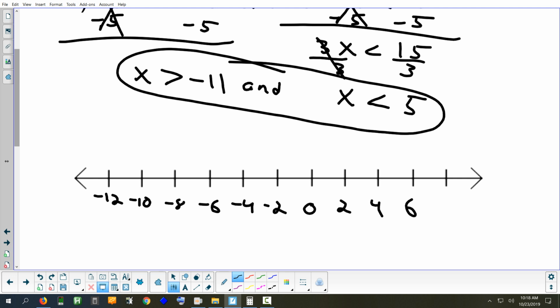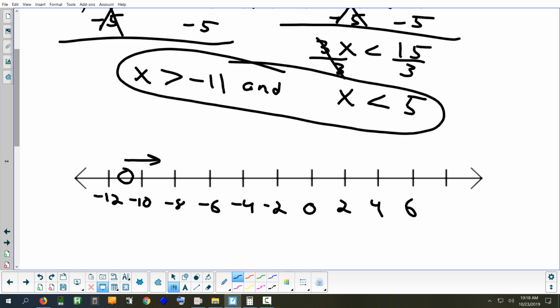So how about Tristan? What kind of circle on negative 11? Open. And which way are we going to shade? To the right. This is an and, so I don't want to shade yet, because with an and I usually end up stopping. We're going to shade right, but not forever. We're going to stop somewhere. So let's see where we stop.